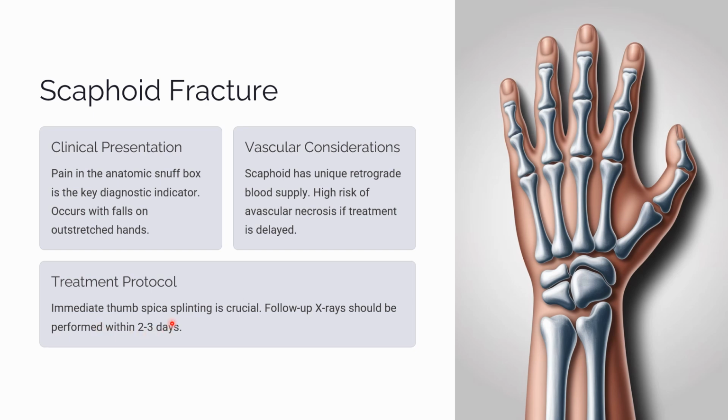Immediate thumb spica splinting is enough to restore the blood supply to the scaphoid and to unite the bones. Follow-up X-rays should be performed within 2 to 3 days, and there will be quite an obvious difference.